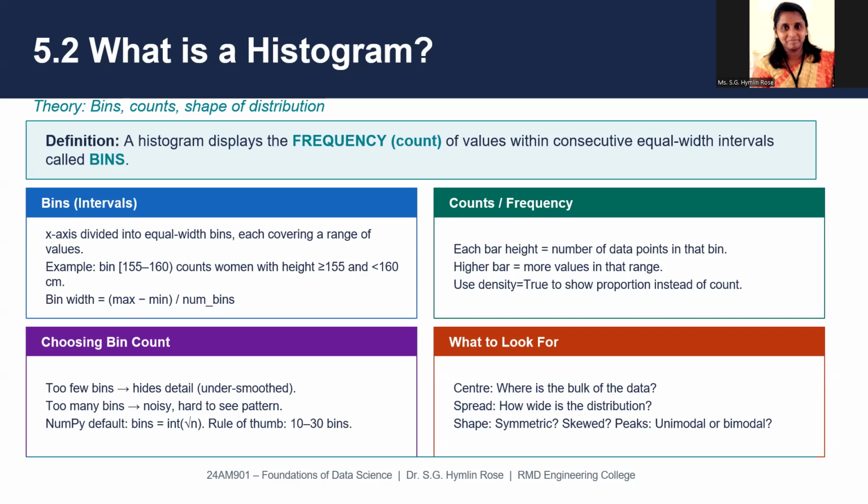So what are the things we have to look for while considering a histogram? Once a histogram is plotted, examine it for the following features. First, where is the bulk of the data centered? That is related to the mean and median. The second thing is spread. How wide is the distribution? A wide spread means high variability in the data. Then, what is the shape? Is the distribution symmetric, or is it one-sided, that is, skewed? Does it have peaks, unimodal or bimodal? You should look for all these concepts whenever you examine a histogram.